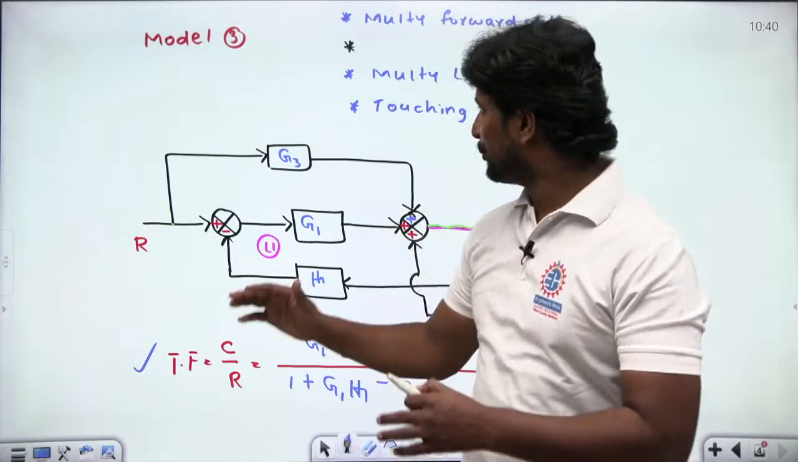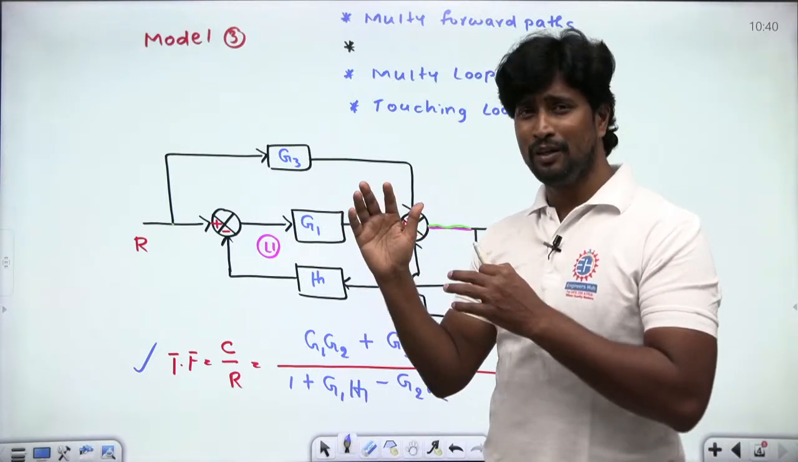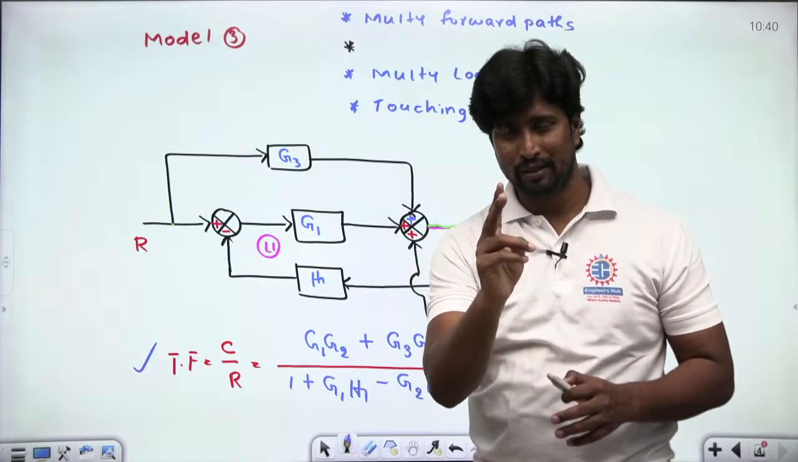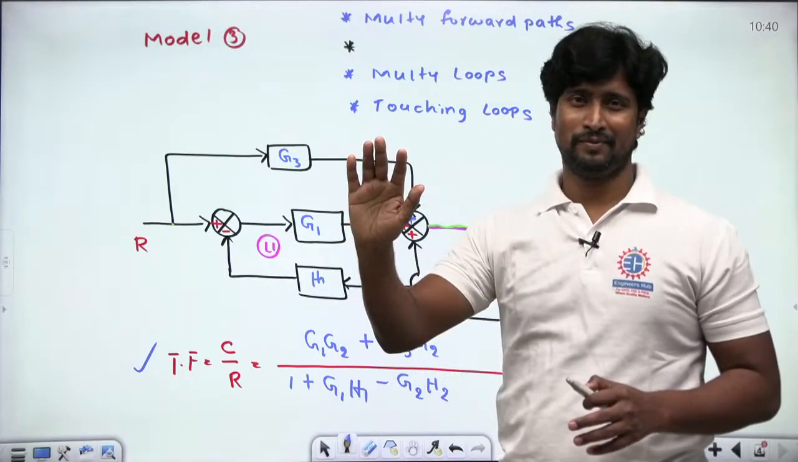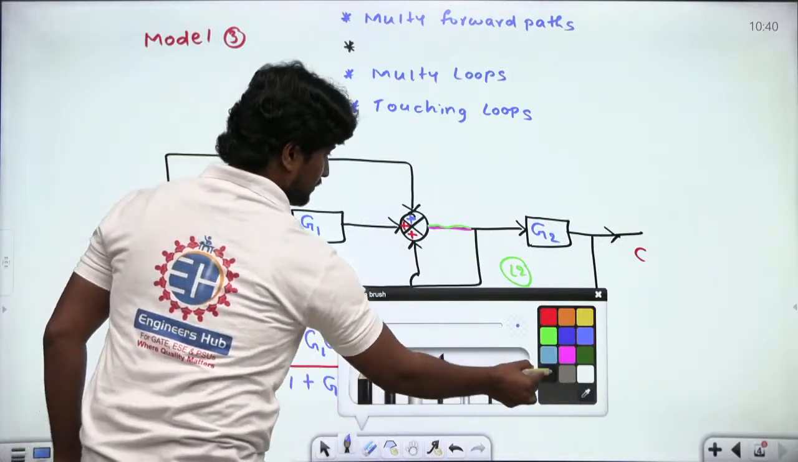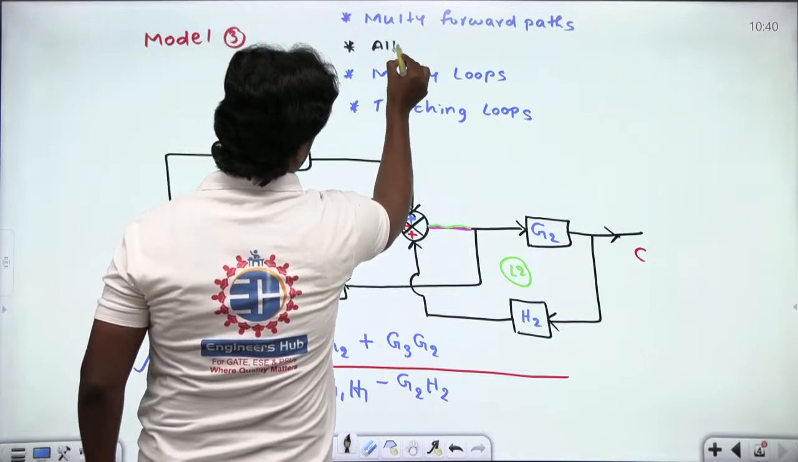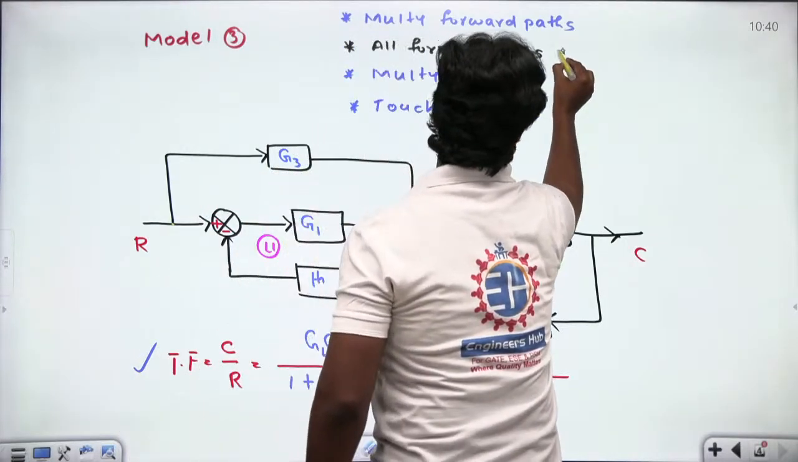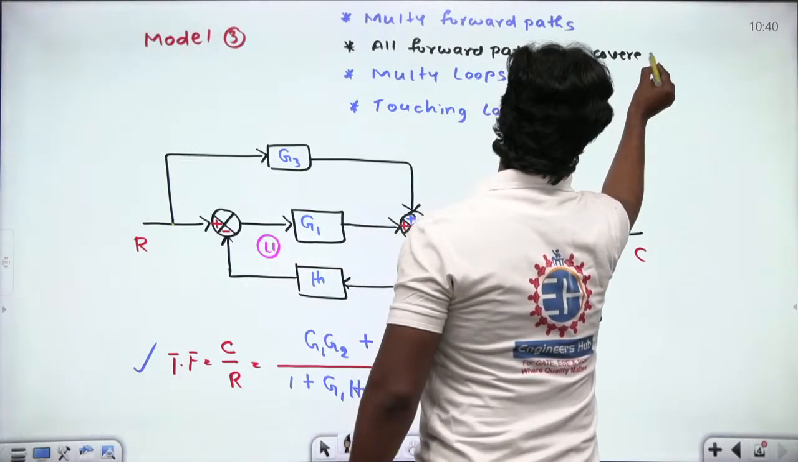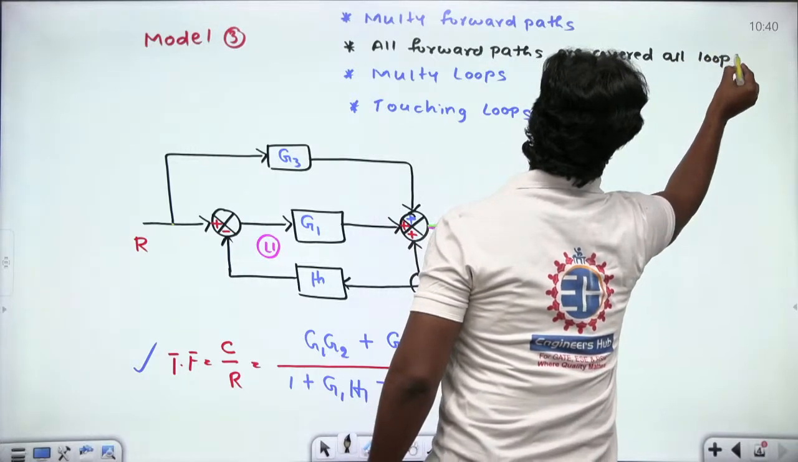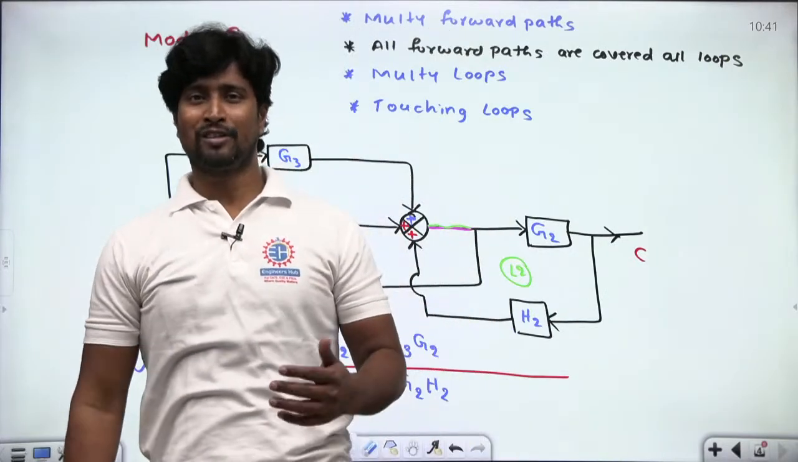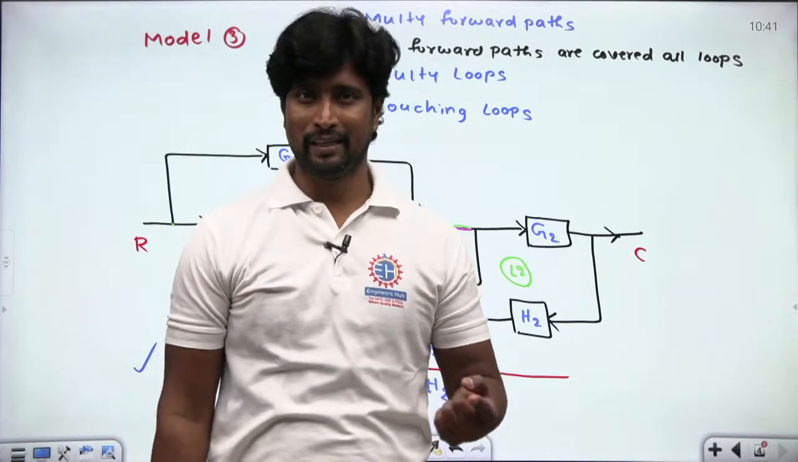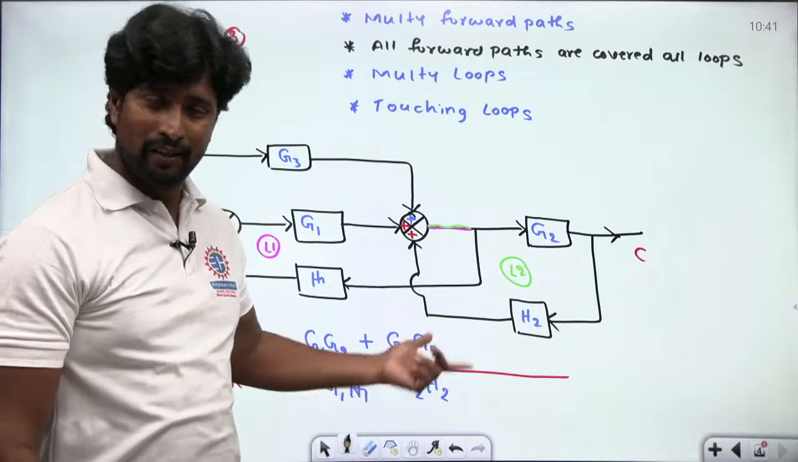Are you clear? Right? I hope you understood well how to achieve model number 1 and model number 3. In model number 3, the second point is to check all forward paths. How many forward paths are here? Two forward paths. All forward paths cover all the loops. By default, if a forward path is non-touching with a loop, how to achieve that, I will introduce in model number 4. Got the clarity or not? I hope you understood model number 3 well. Right? Let's go with model number 4.